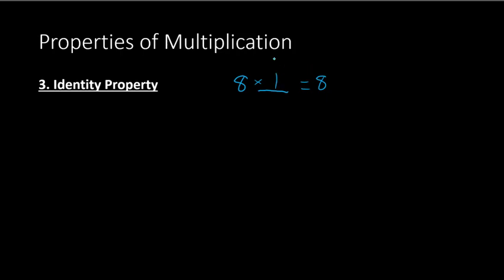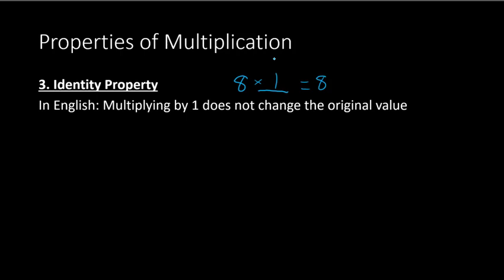So the identity property for multiplication says that multiplying by 1 does not change the original value. In math notation, we can replace the number 8 with a letter, and we'll use the letter A. And it says in math notation, A times 1 equals A. It doesn't matter what A is. A could be 8, A could be 10, doesn't matter. But when you multiply by 1, we have the same number that we started with.